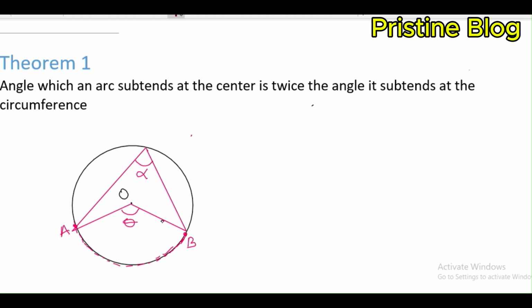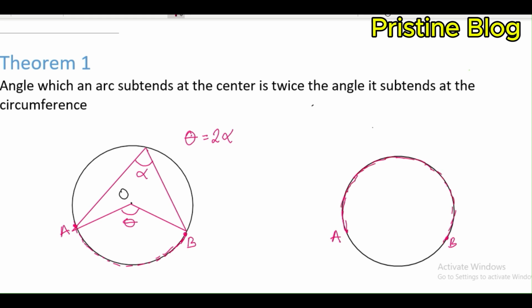So what we are saying in this theorem is that the angle at the center there, if we use a compass to measure it, will be twice the angle at the circumference. So if that is 120, that will be 60. That's theta is equal to 2 alpha. Now let's consider another one. We have the major arc now.